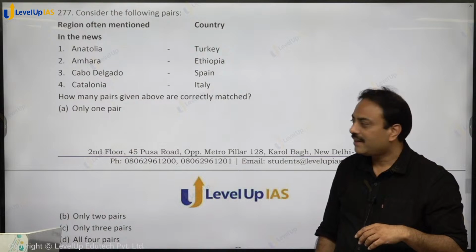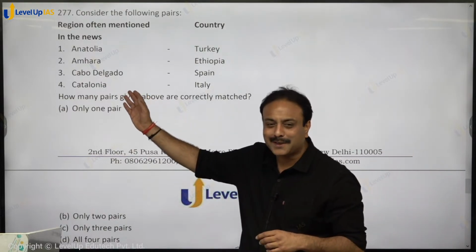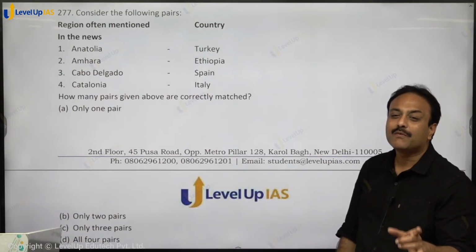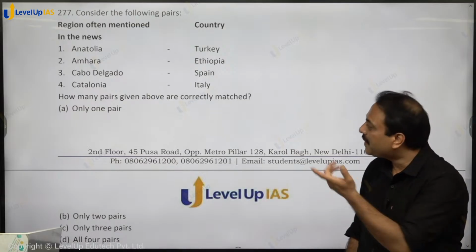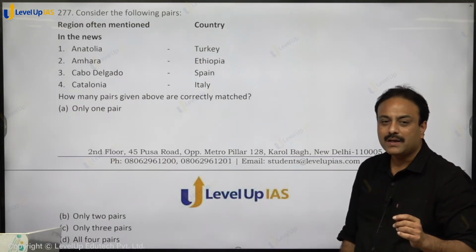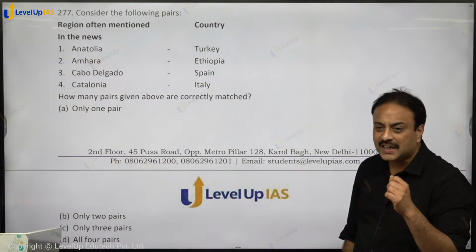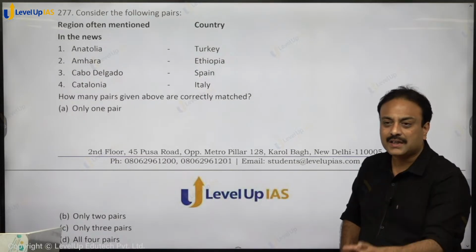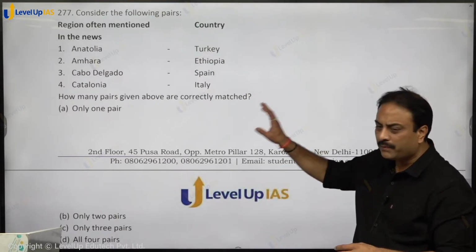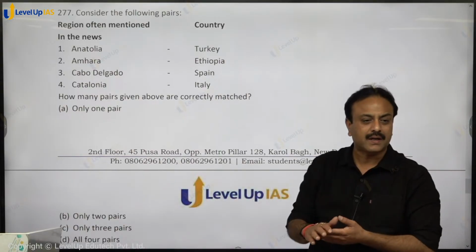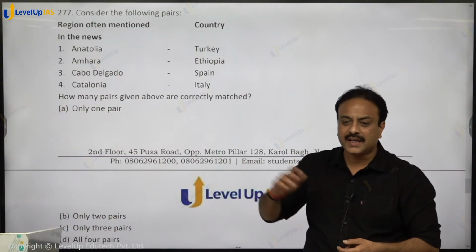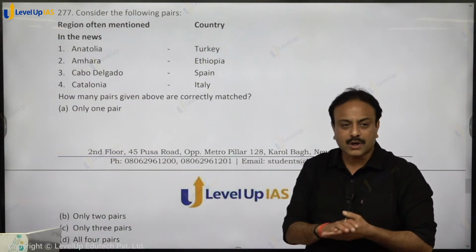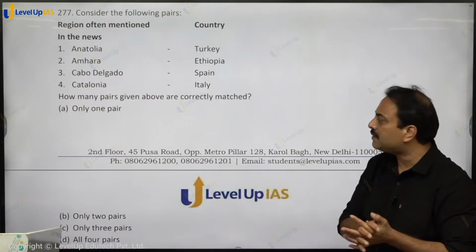Look, something like Delgado is written, but this is not a Spanish name. Cabo Delgado is in Mozambique. Why was it in news? Why has UPSC asked about Cabo Delgado? More than 1 million people were displaced. There was a revolt and people were killed. They had to cross the border. This province of Mozambique is on the northern side, having a contiguous border with Tanzania, and people had to flee to Tanzania to save their lives. So Cabo Delgado was in the news. It is not in Spain, it is in Mozambique.